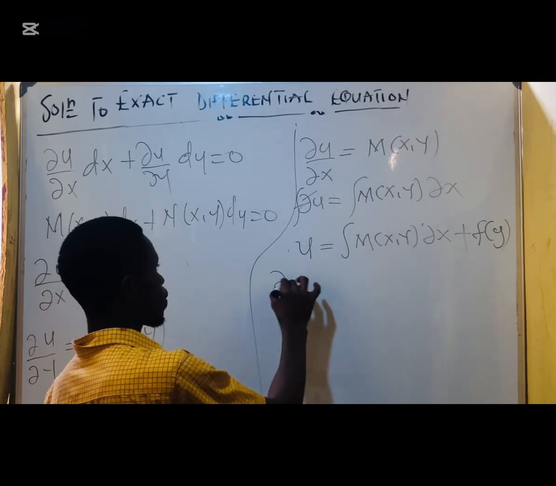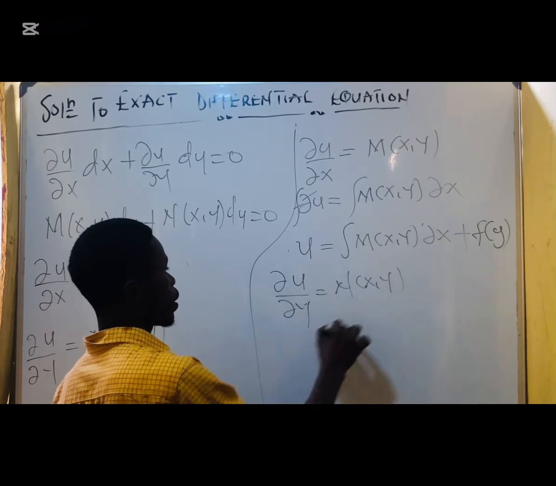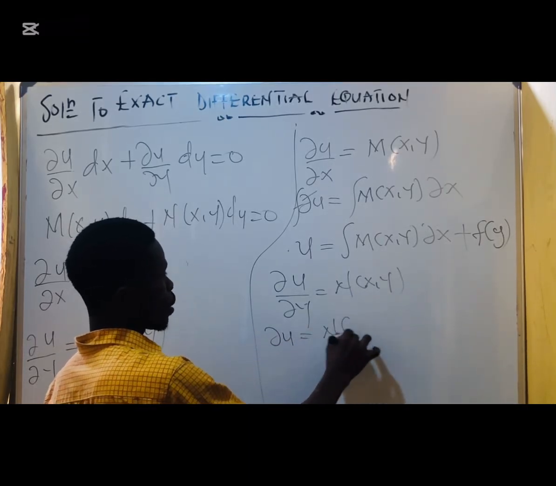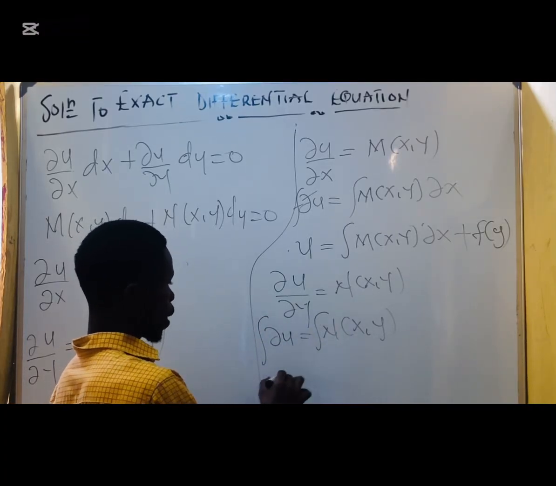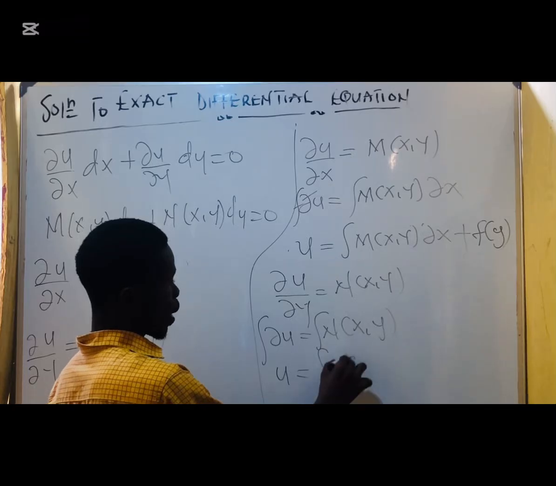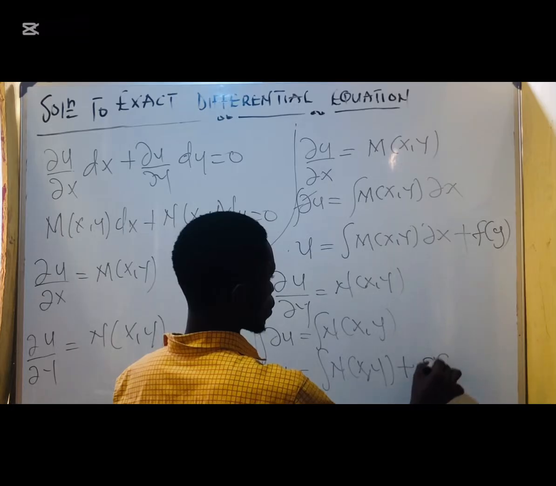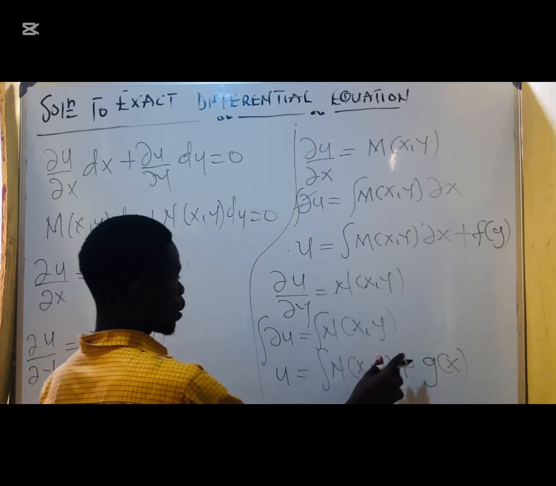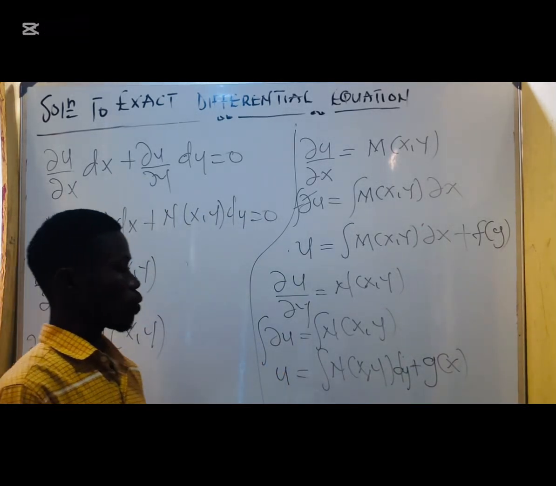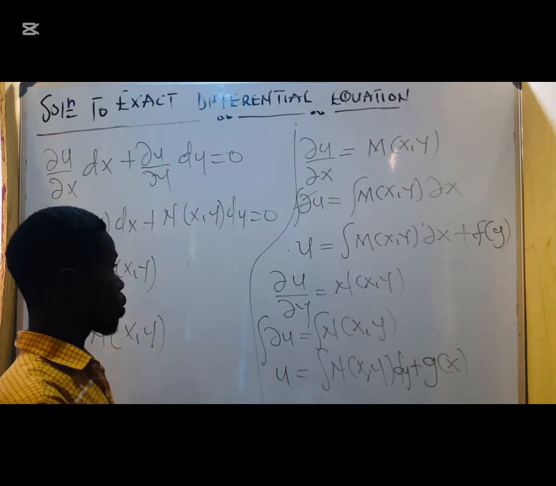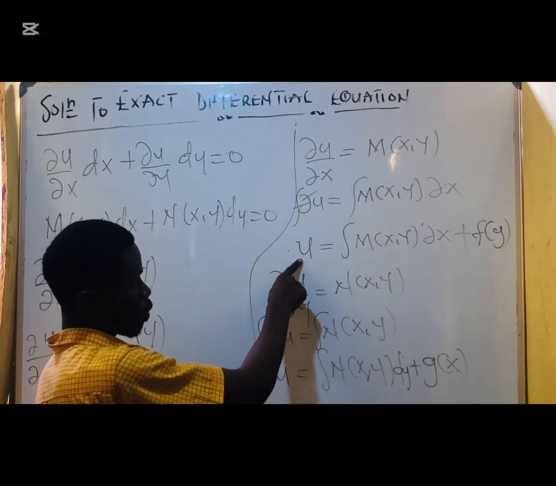If I take the other one, ∂u/∂y, which equals N(x,y), the same thing applies. So ∂u will be N(x,y) ∂y. Then if I take the integral on both sides, my u will be the integral of N(x,y) ∂y plus, let's say, j of x, because here we are integrating with respect to y. So the constant should be a function of the other variable. That is how it is done. And if you look at this one and that, they are the same. This is u, this is u. Have you seen that?